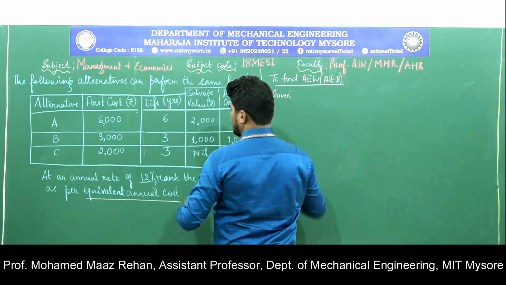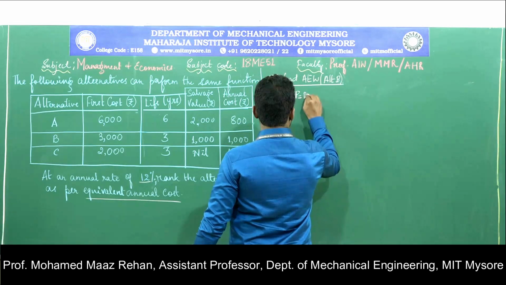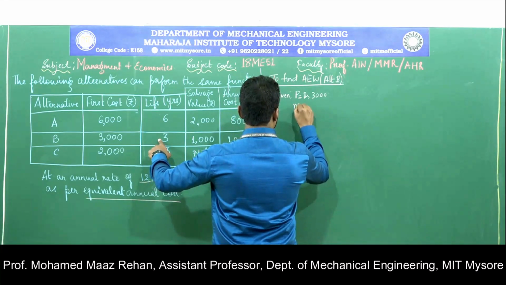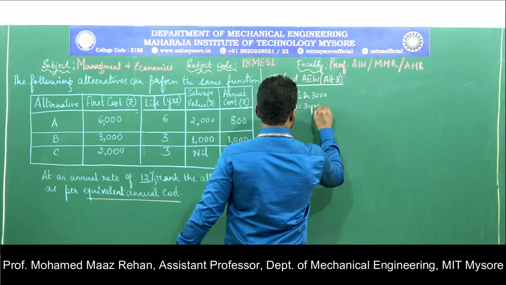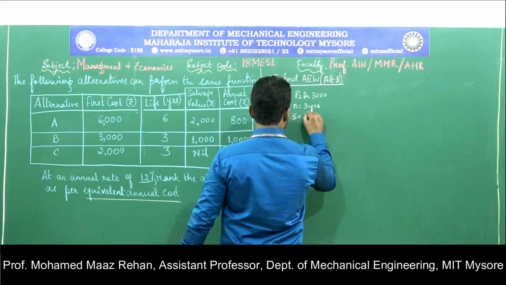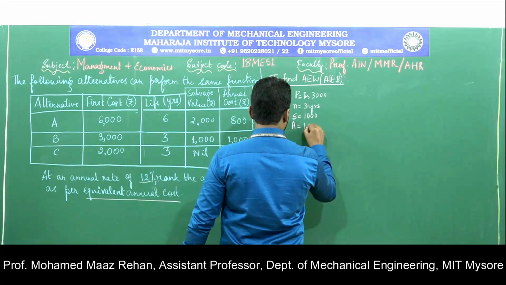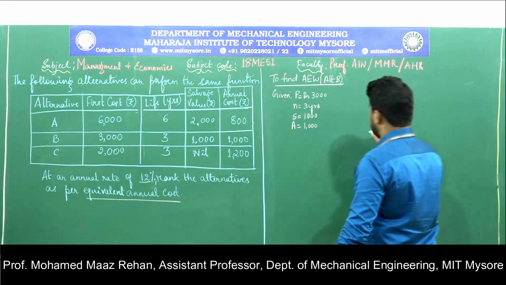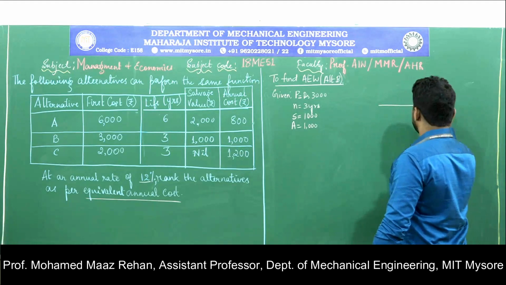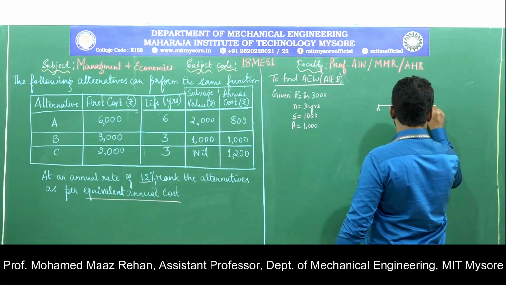So here they have given first cost, that is P, rupees 3,000. Life they have given, N, 3 years. Salvage value they have given as 1000, and annual cost they have given 1000. Okay, so we need to draw the cash flow diagram. For 3 years, right? So it is 0, 1, 2 and 3.